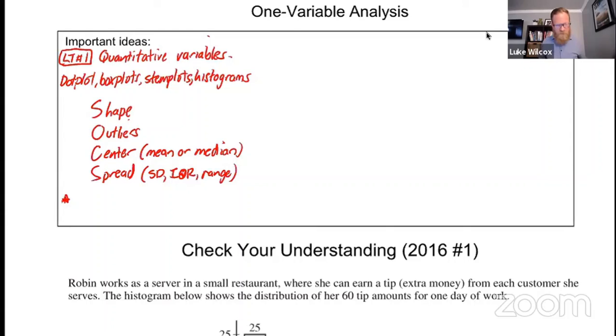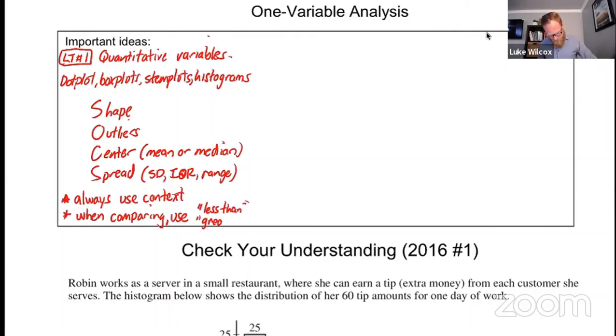Now, a couple of quick notes. When you're doing this whole SOCS thing, you must always use context. And once you've established context once within a free response question, you don't have to continue to say it over and over again. And then the other thing I'm going to make note of here is when you are asked to compare. So when you are comparing two distributions, you want to use terms like less than, greater than, similar to, right? Comparative language, rather than just listing out the center and the variability for each one of the distributions.